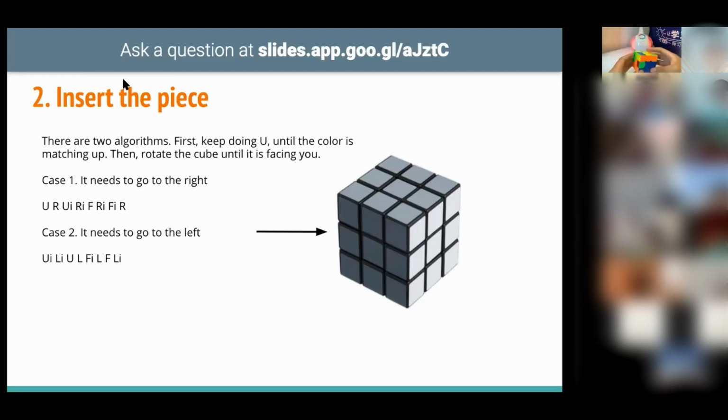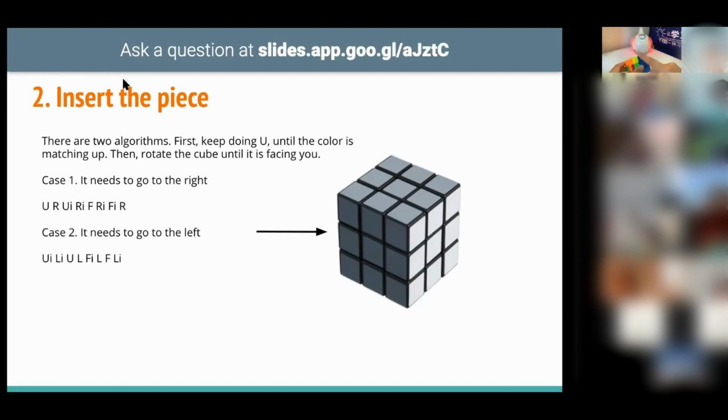So that algorithm is on the guide. I might have done it a little bit too quickly. So U, R, U prime, R prime, F, R prime, F prime, R. And of course, keep the chart of moves by your side when you're actually performing the algorithm.